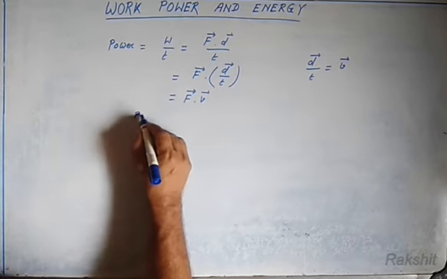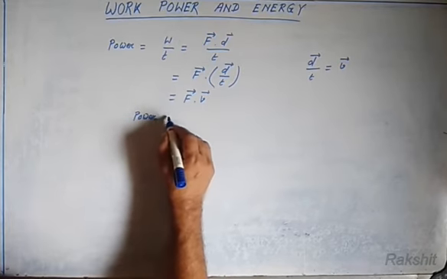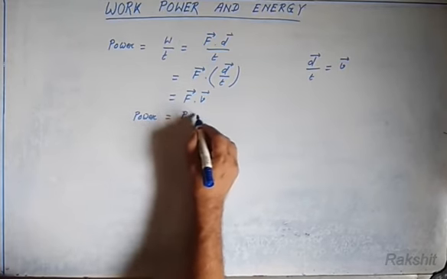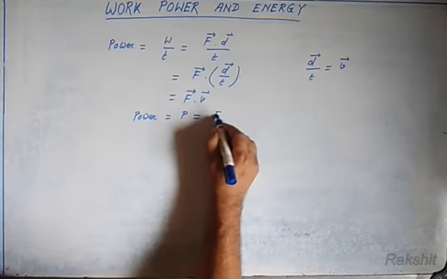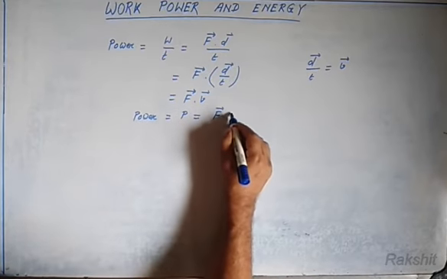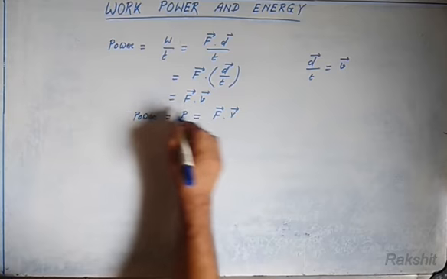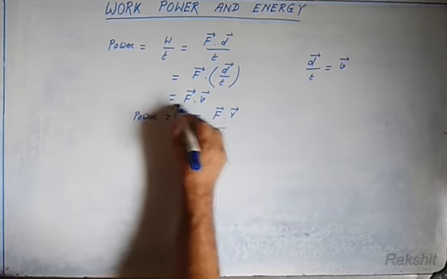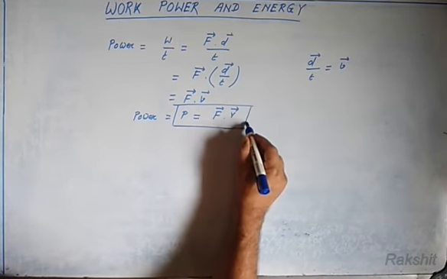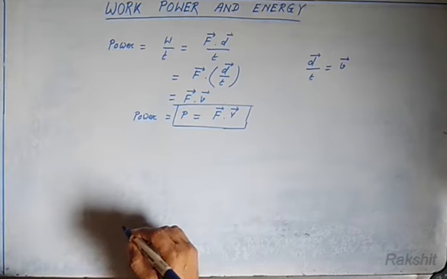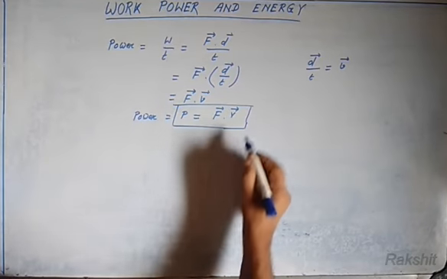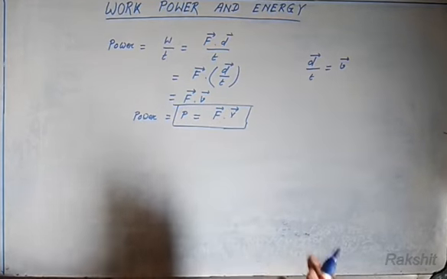So power P is equal to force dot velocity. This is an important formula. You have to do problems by using this formula.